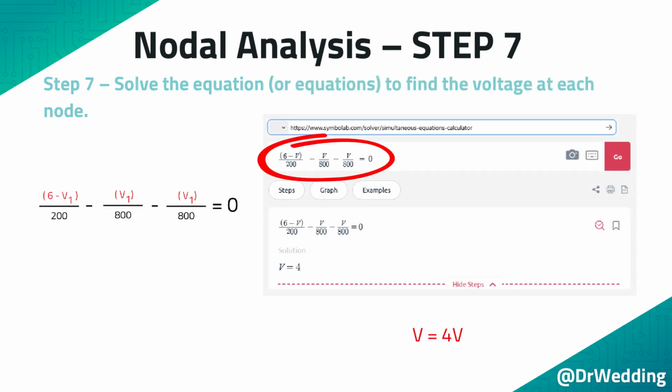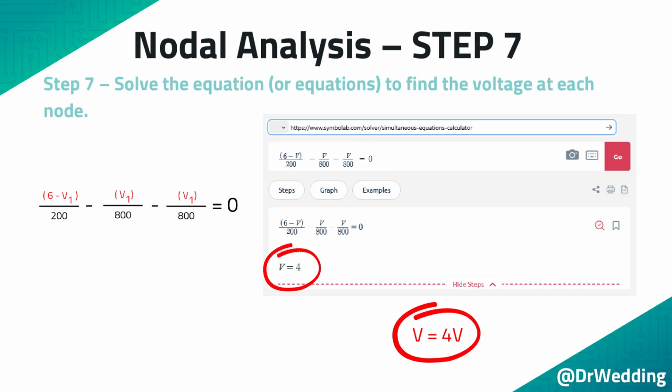By typing the equation into the calculator and pressing the Go button, the calculator lets you know that the voltage at V1 is equal to 4 volts.